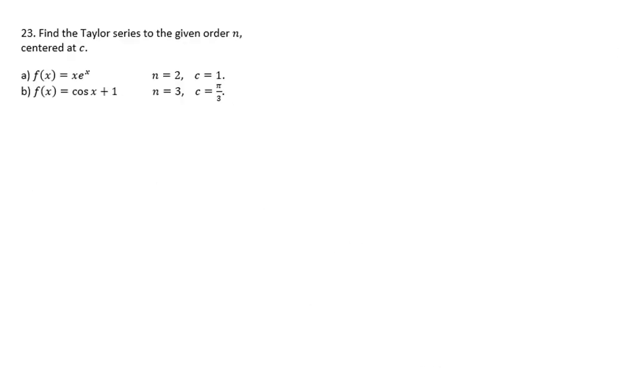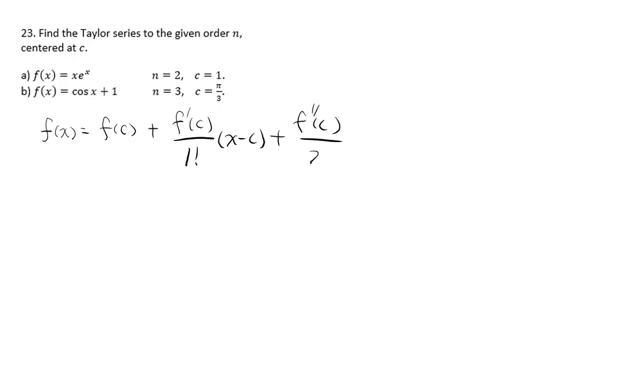Find the Taylor series of the given order n centered at c. Okay, so what this is saying is that it's requiring you to find the Taylor series centered at 1. Remember that the Taylor series formula is f of c. Sometimes I write f of a, but c is okay too. c is also widely used. Times x minus c, plus x minus c squared. So this is the formula for the Taylor series.